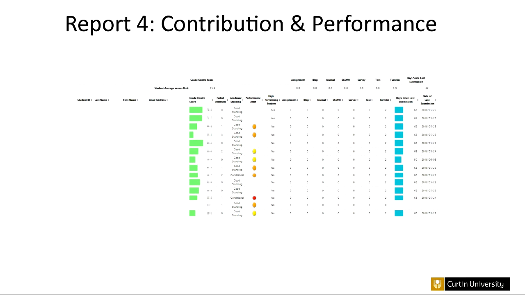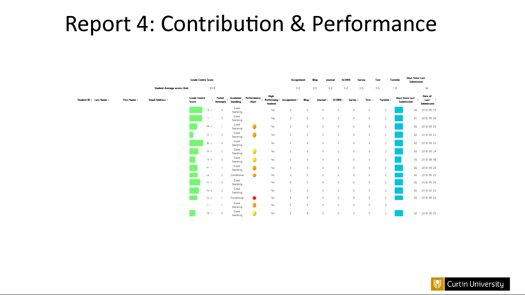This one was actually kind of difficult for us to transform. We had to sort of match the data from our student information system up with that number. It's got their academic standing, and it's got whether or not they're a high performing student, which is just a simple measure of what their current course weighted average is, and whether or not they're on conditional status.